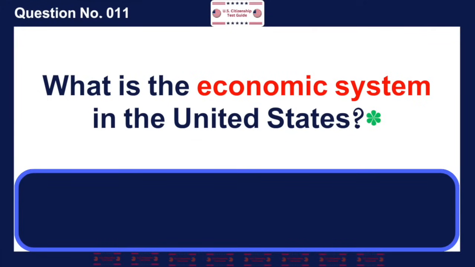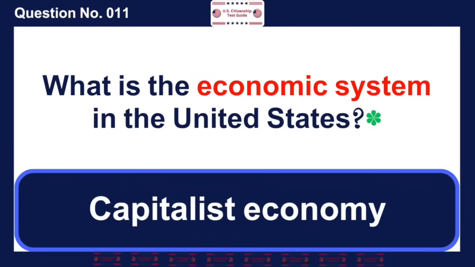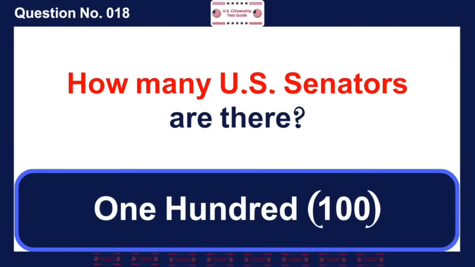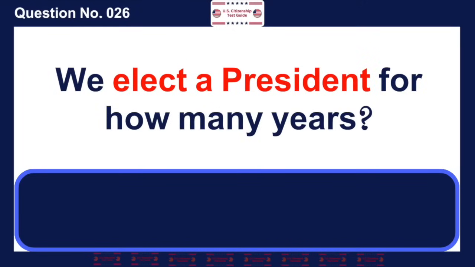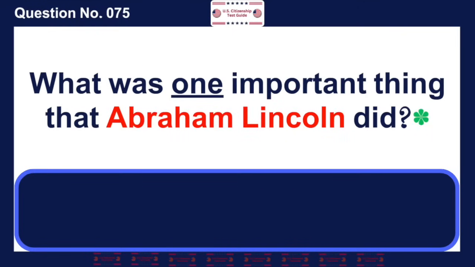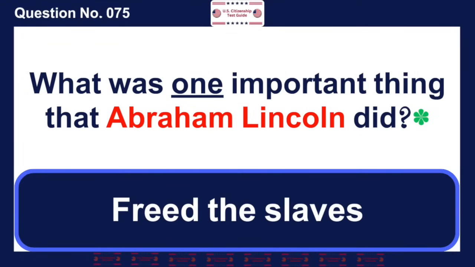What is the economic system in the United States? Market economy. How many U.S. senators are there? 100. We elect a president for how many years? 4. What was one important thing that Abraham Lincoln did? Freed the slaves.